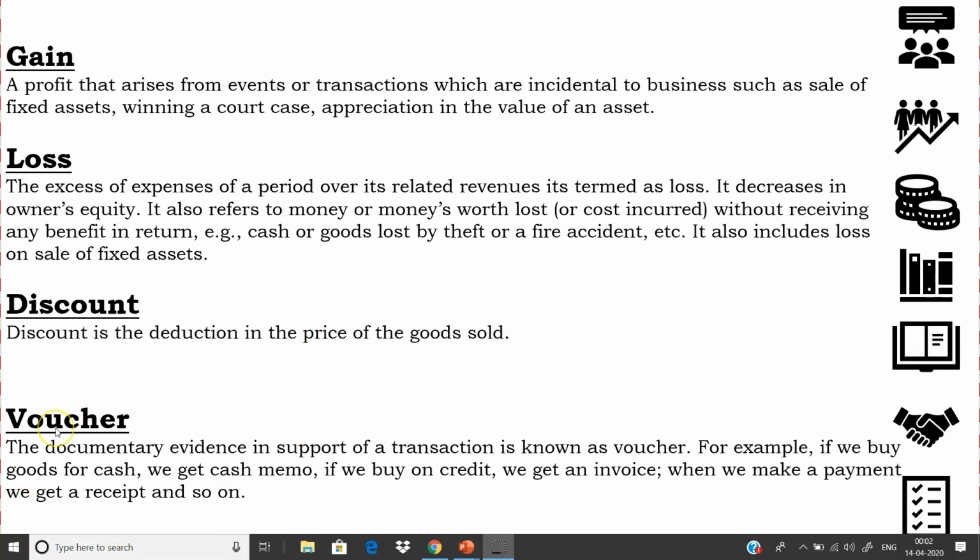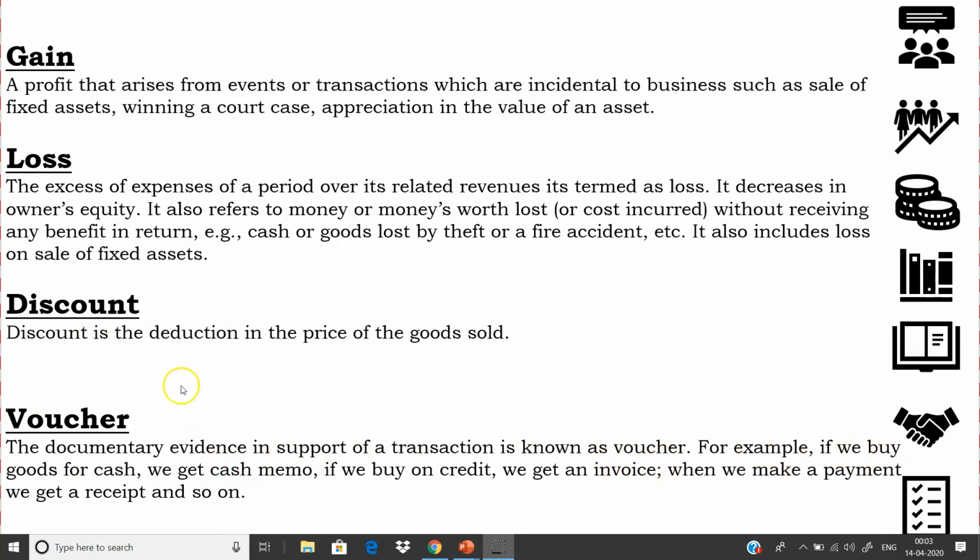Voucher. Now, whenever you go to a super bazaar or a supermarket and you buy groceries, fruits and vegetables, they give you a bill that you have bought these products for this price, and then they give you the total amount that needs to be paid by you. So that is a voucher, that is a document, that is an evidence in support of a transaction. That means they have given you that, yes, you came to our store and purchased goods worth this amount from our store. So the documentary evidence in support of a transaction is known as voucher.